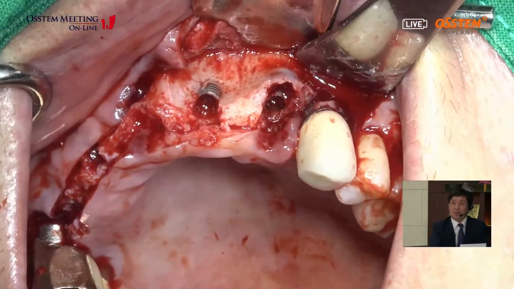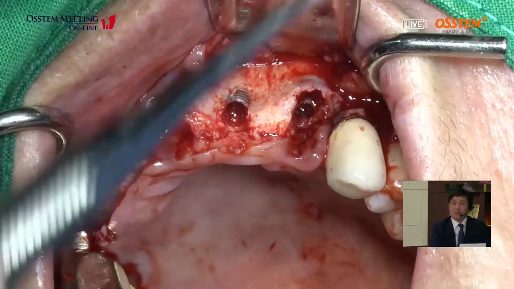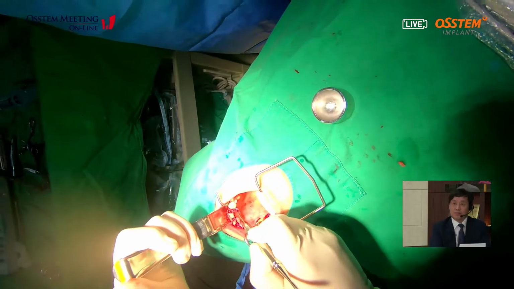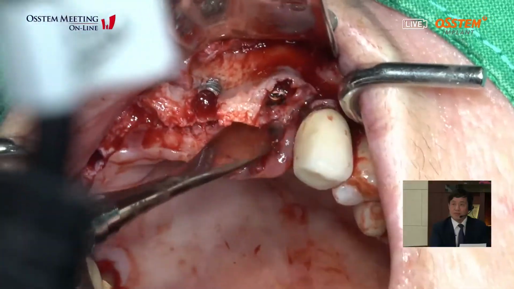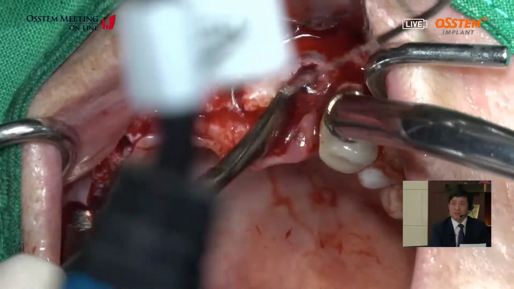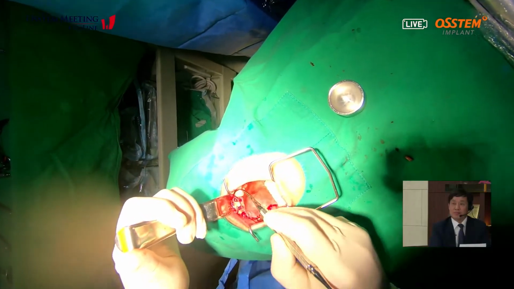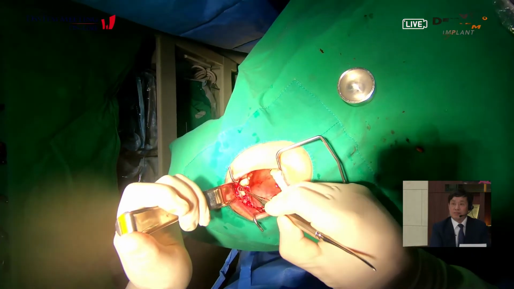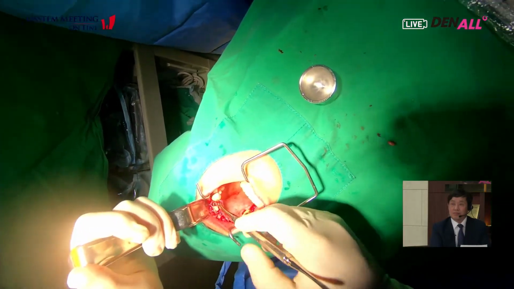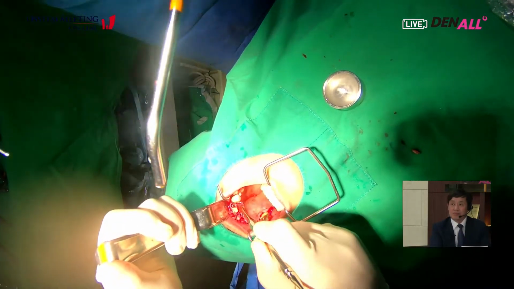Let's see the implant placement. Yeah. The canine implant was placed well, quite good. Yeah, I think because of the inflammation around pre-existing implants, the depth of numbing is not so deep.